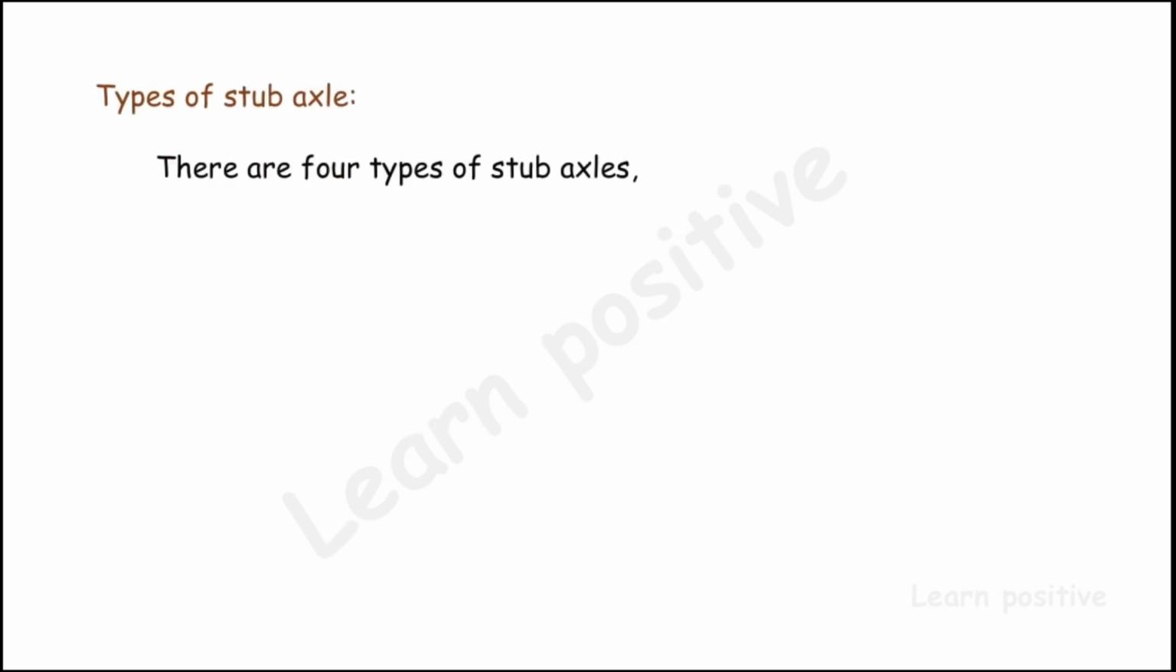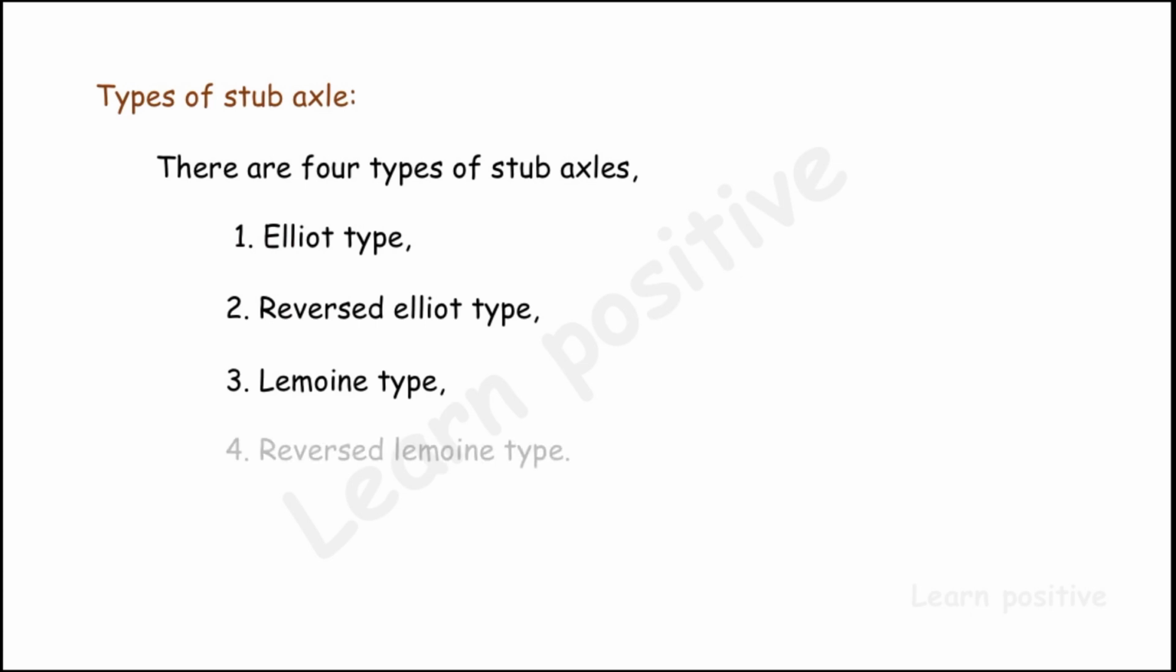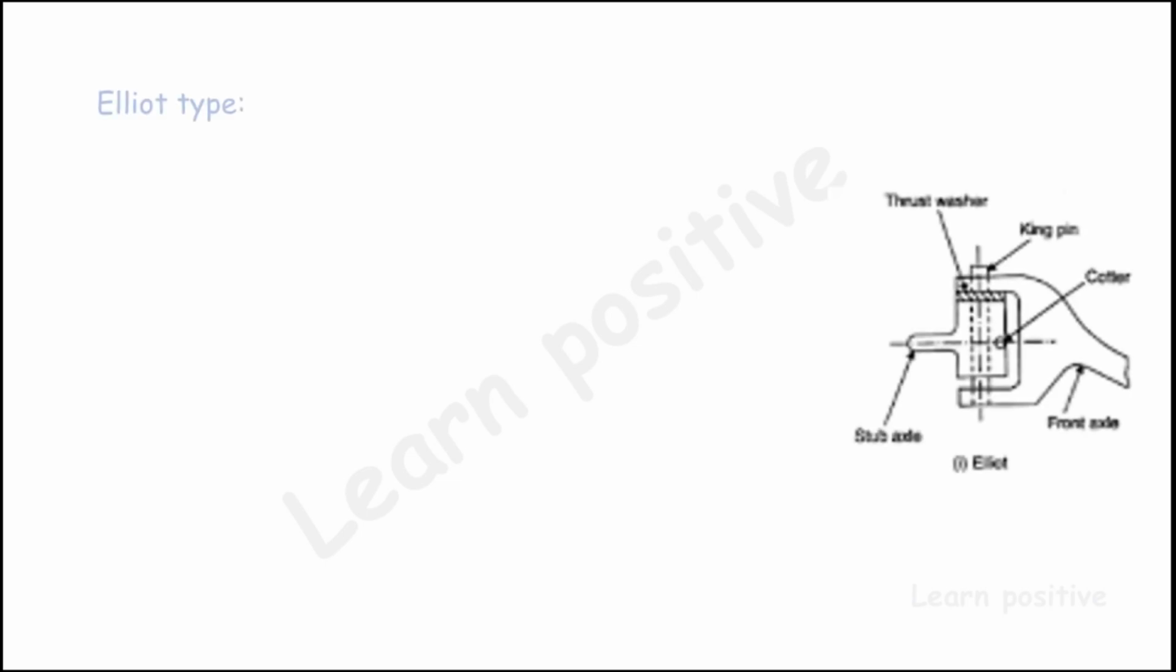Types of stub axles. There are 4 types of stub axle we are going to see. The first one is Elliott type, the second is reverse Elliott type, the third is Lemoine type, and the fourth is reverse Lemoine type. These are the 4 types of stub axles. We will see them one by one in detail. First one is Elliott type.